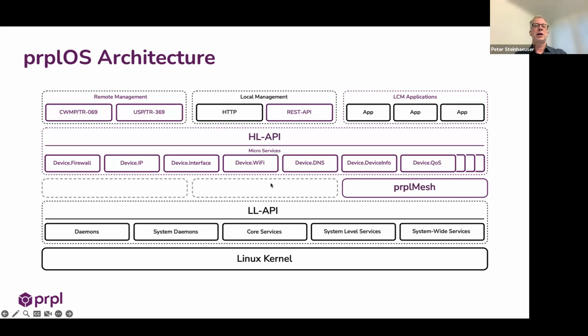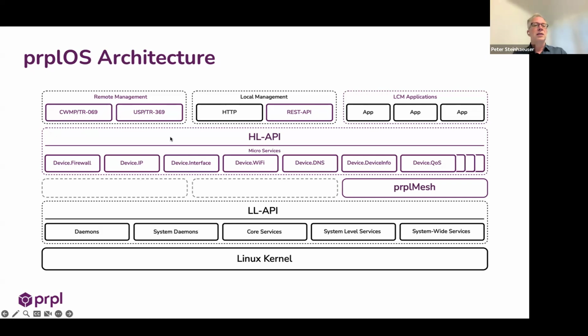Then on top of the low-level API, and this is very specific to prplOS, we have a set of services, or we call them components. And these components all implement part of the TR181 data model and services, I have to say. So for instance, here we have Device.Firewall, Device.IP, Device.Interface, etc. As you can see, most of those components implement a root object of the TR181 data model. Some do implement a subroot object, but that's more a side case.